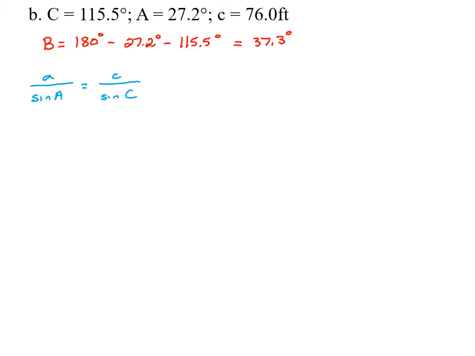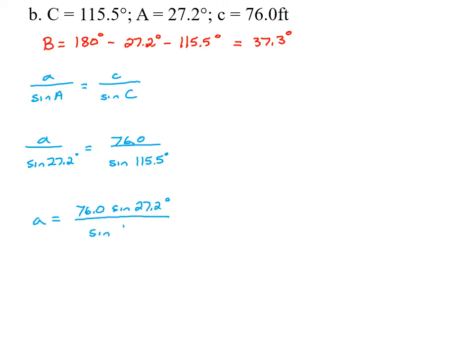And so a is what I'm looking for. Sine A would be sine of 27.2. c is 76. And sine C is 115.5. I'll move the sine 27.2 to the right hand side and say that a equals 76 times the sine of 27.2 all divided by the sine of 115.5. And then that goes to the calculator to type it in and see what we get.